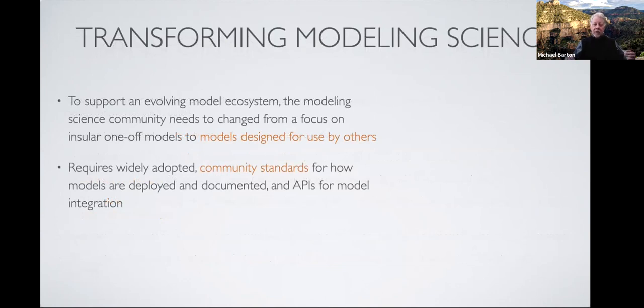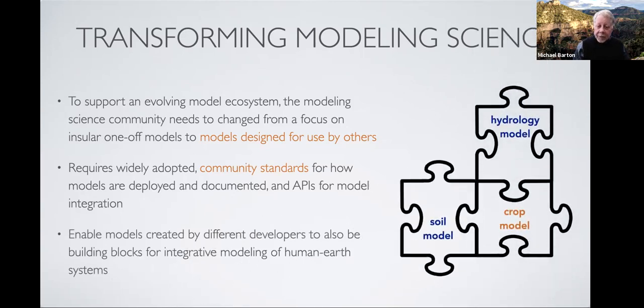And this means, I say, we need to shift from a team modeling to solve a problem for that team to creating models designed to be used by others, as well as solving a particular problem. And that means we need standards. The other stuff's exciting, having integrated models, but at the base of it, maybe the boring but fundamental thing is we need community standards about how models are deployed, documented, described, made usable, and APIs to actually do this. And we need people to adopt these so that models created by different developers and different teams can solve those problems, but can be integrated in new ways that people didn't anticipate, even to become building blocks for integrated modeling of human Earth systems.